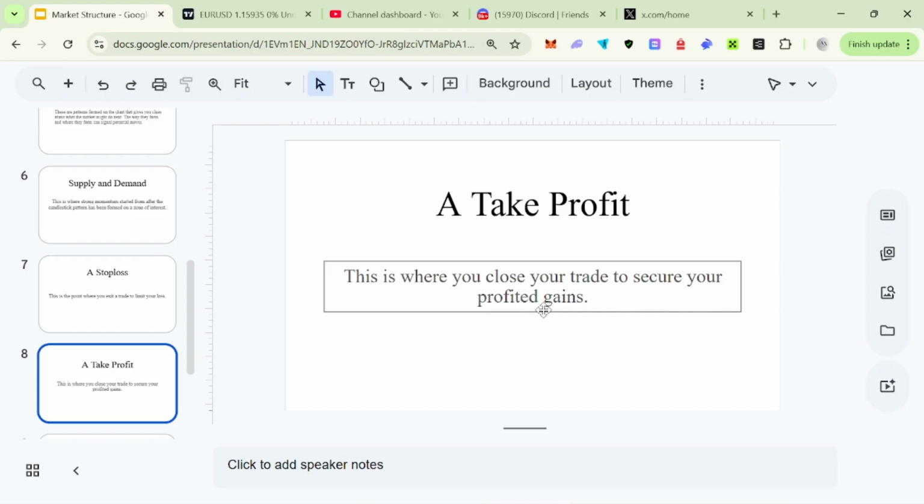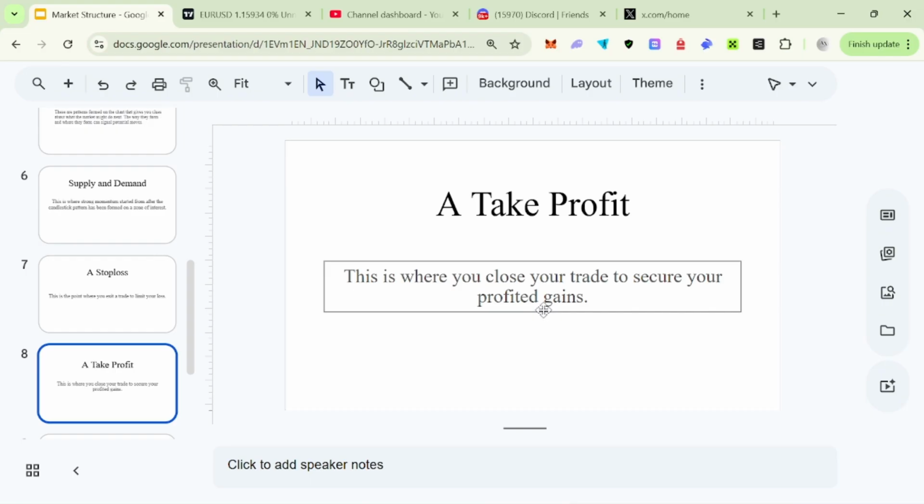Now how you set these levels actually depends on your system. But one important principle is this: you define your risk first. Now what do I mean? For example, if the distance from your entry to your stop loss is 20 pips, your take profit can be 40 pips. That's a 2-to-1 risk to reward, meaning if you risk $100, you make $200.